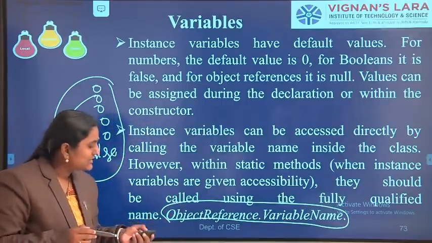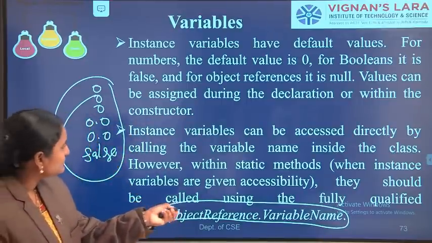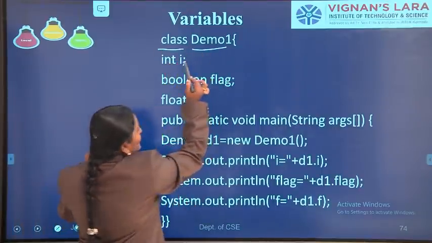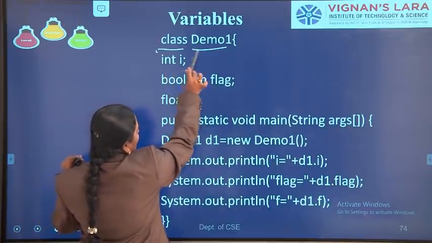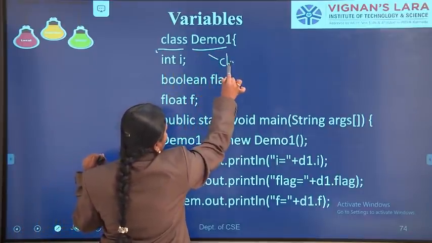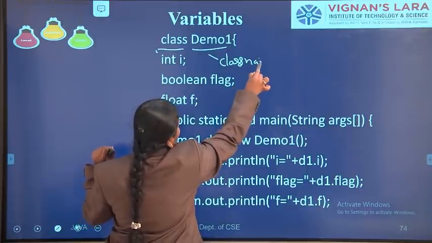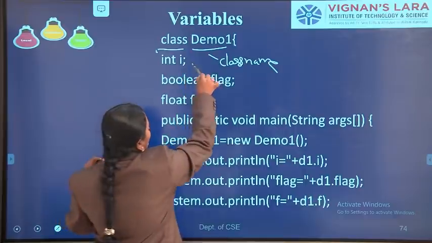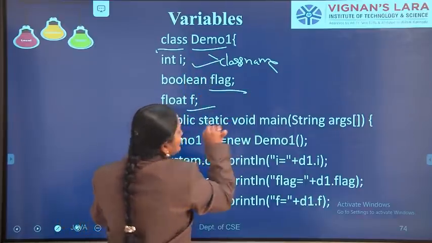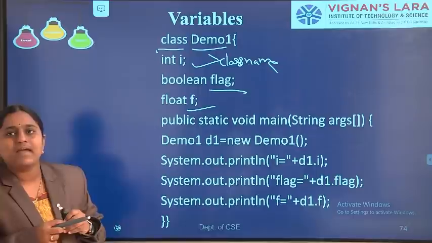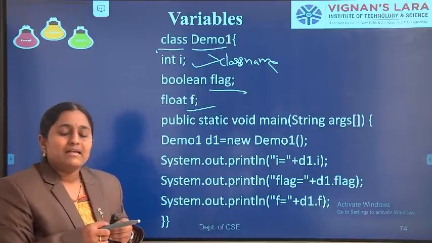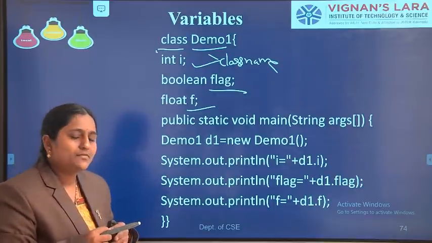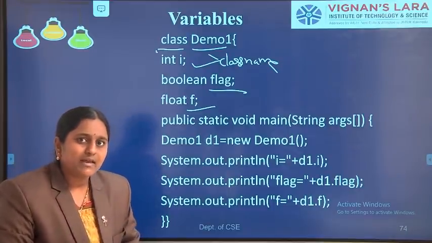I am explaining with respect to an example. If you observe this example, here is class demo1. Class declaration starts with the class keyword followed by the class name. Here the class name is demo1. Here I am defining 3 variables: i, flag, f. Which type are these 3 variables, instance or local?